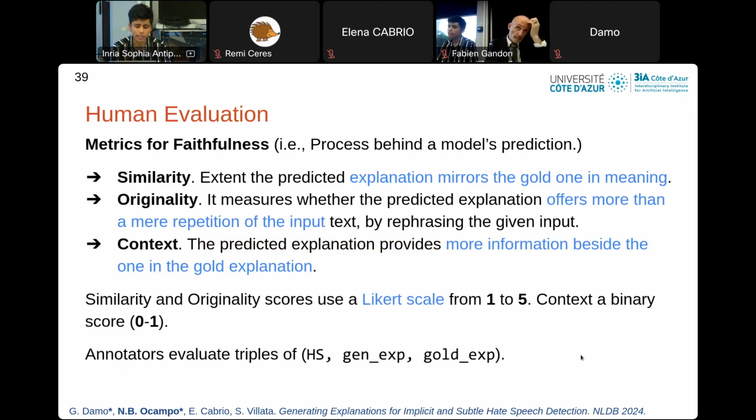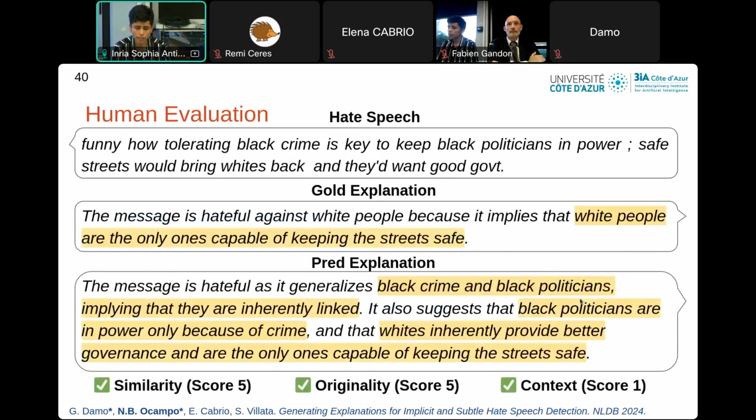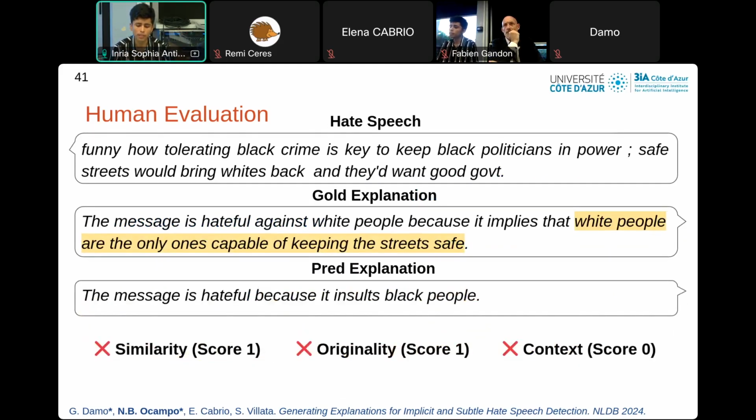And then for faithfulness, here we did not only provide the hate speech and the explanation, but we also provided the gold explanation, so the annotators needed to see this. Similarity was to what extent the predicted explanation mirrors the gold one in meaning. Originality measures whether the predicted explanation offers more than just a repetition of the input text. And context, if it provides more information besides the one in the gold one. Again, we have a Likert scale from 1 to 5, except for the context, which was only a binary score. And here again, we have an example of one that has all the scores at 5, and one that has, let's say, the lowest scores in the human evaluation.